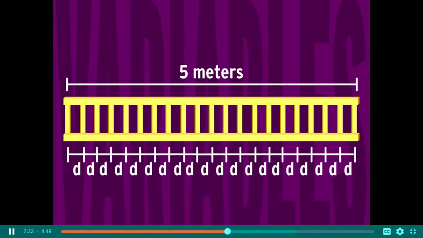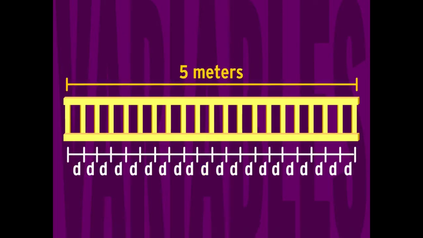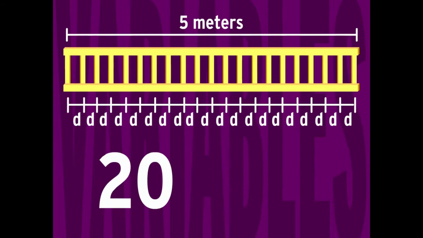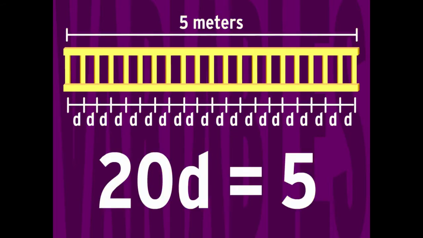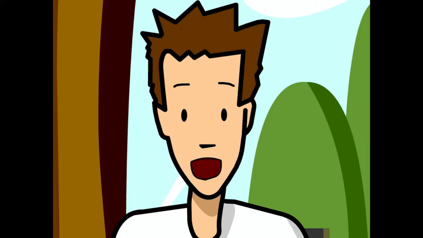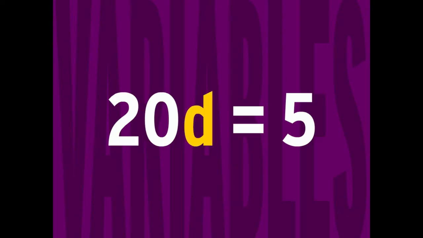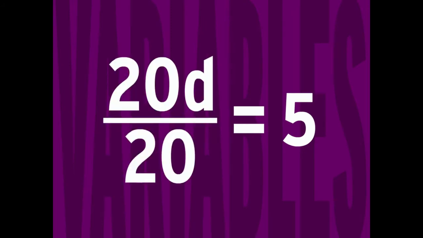It takes 20 of our unknown distances to make 5 meters. That can be expressed as an equation: 20 times d equals 5. To solve an equation, you need to isolate the variable on one side of the equation. That way, you can compare what you're not sure of with real numbers that you are sure of. We need to get rid of that times 20, so we can divide that side by 20 to cancel it out.